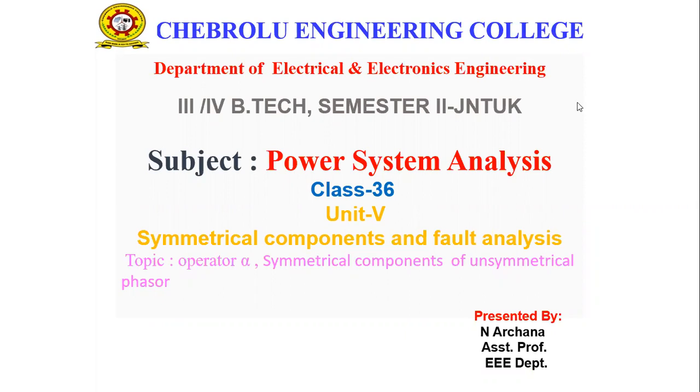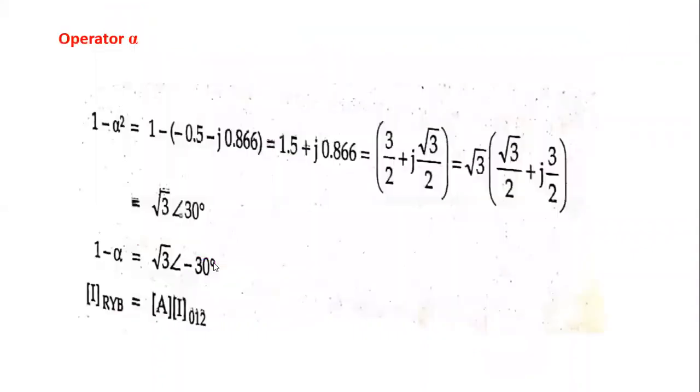Today I am going to explain the operator alpha and symmetrical components of unsymmetrical phasors. In the previous class we already discussed the values of alpha, alpha square and alpha cube. First, what is the value of 1 minus alpha square? We already know alpha square is minus 0.5 minus j 0.866. So 1 minus alpha square is equal to 1.5 plus j 0.866.